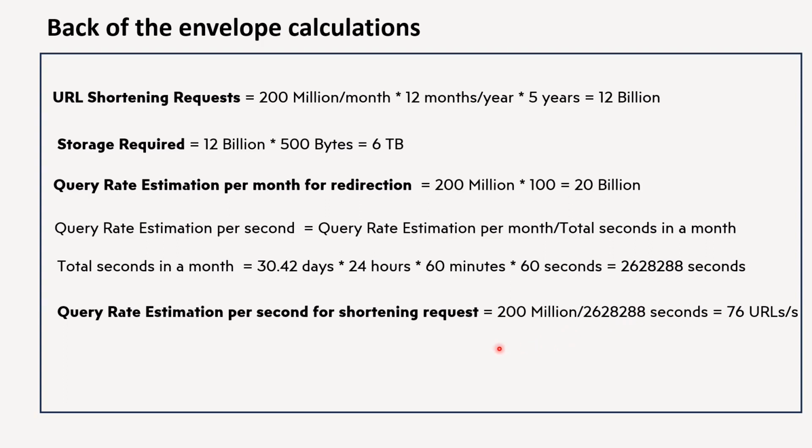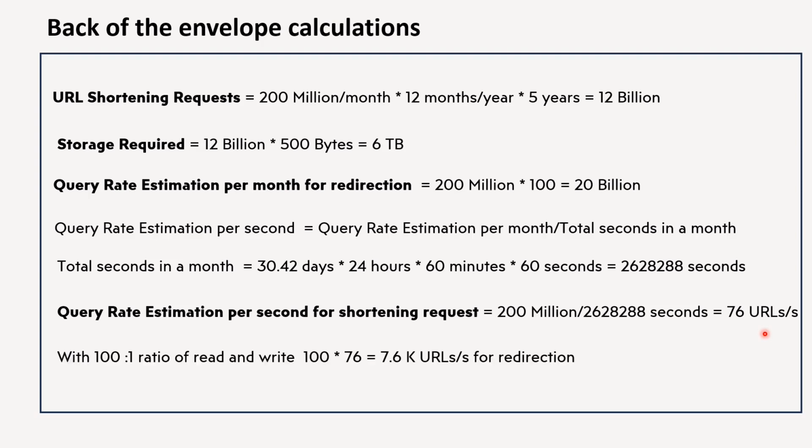Then, how many requests are we going to get per second for the shortening request? They are 200 upon this many seconds. So, in a nutshell, for the new shortening request, we will get about 76 URLs per second. So in 1 second, we are going to get 76 URL creations in our system.